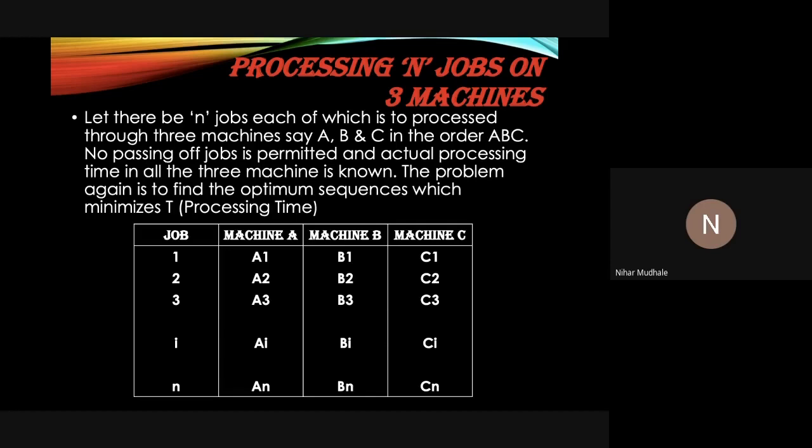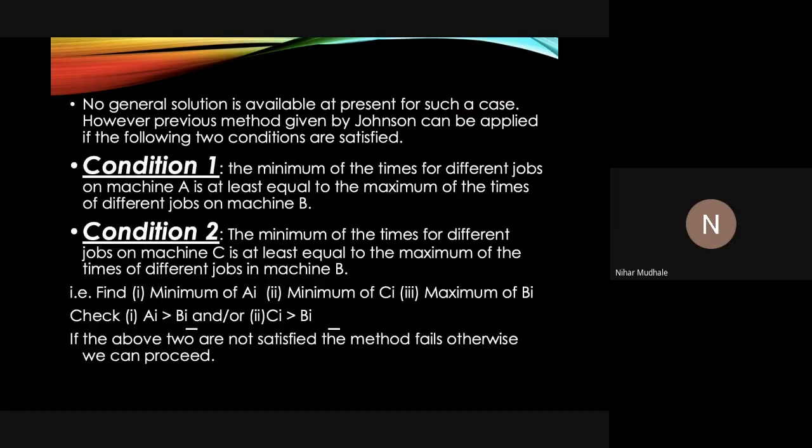In the chart we can see jobs 1, 2, 3, i, and n, as we have taken them, given here. Machine A is denoted by A1, A2, and likewise all the machines up to C are denoted in the same way. Now no general solution is available at present for such a case. However, the method given by Johnson can be applied under the following two conditions. There are two conditions given by Johnson. The minimum of the times for different jobs on machine A is at least equal to the maximum of the times of different jobs on machine B.